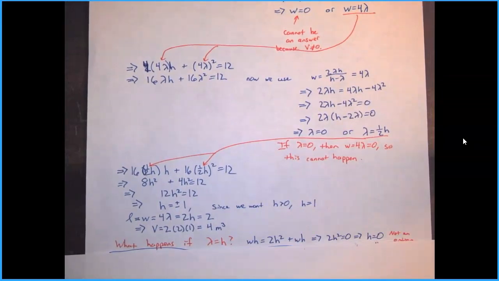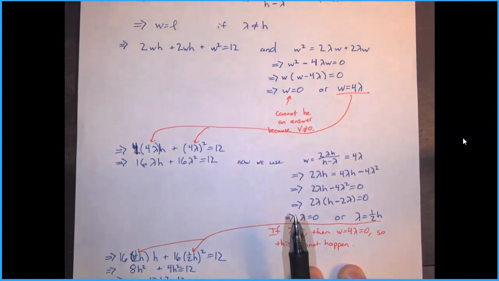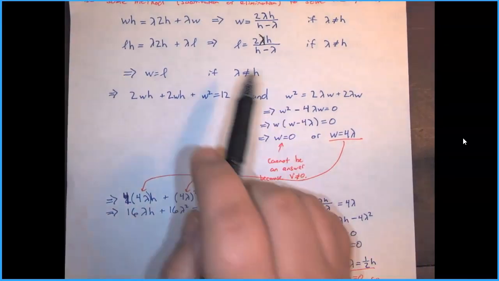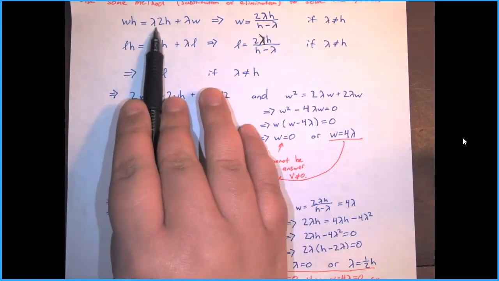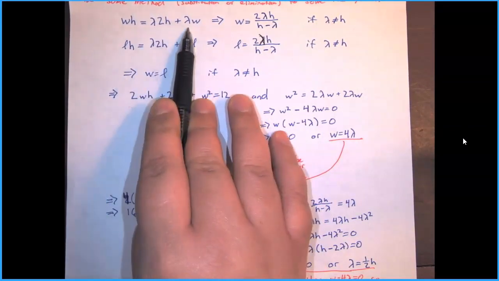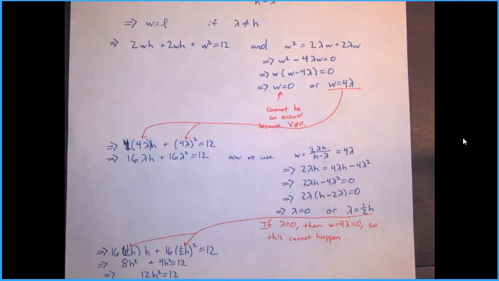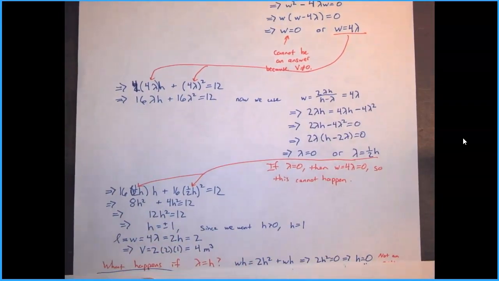If lambda is equal to h, sorry to keep going back and forth, I'm going to look at this equation. If lambda is equal to h, I can get rid of this lambda, I can get rid of this lambda, and just put h for both of those. And so that's what I've done here. I've just replaced the two lambdas with h's. And then I can subtract wh from both sides, which tells me that 2h squared is 0, which means h is 0. Again, for the context of this problem, this isn't possible, because then the volume would be 0.